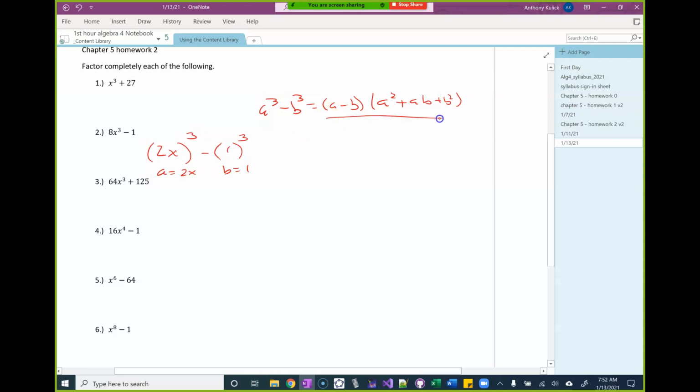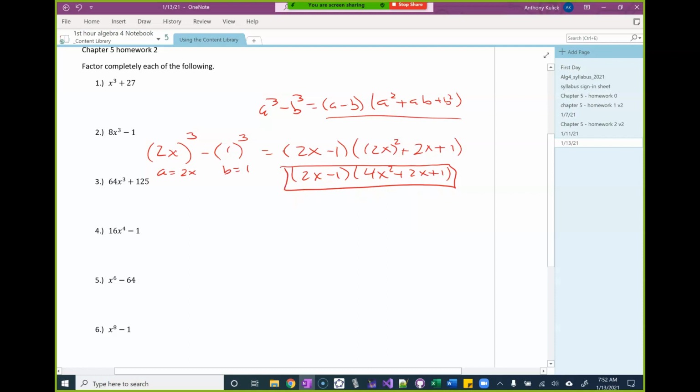So I can fill this part in then. I have 2x minus 1, and then I have 2x squared plus 2x times 1, well that's just 2x, plus 1 squared, well that's just 1. And then 2x times 2x is 4x squared, so I'll just go ahead and multiply that out.